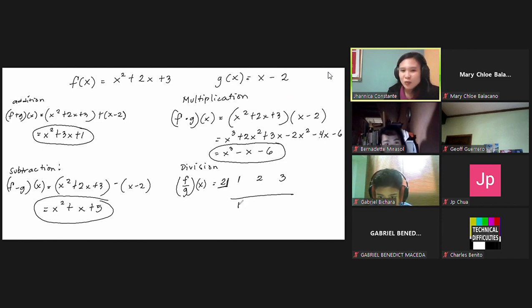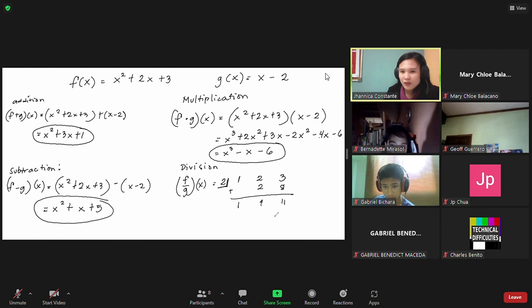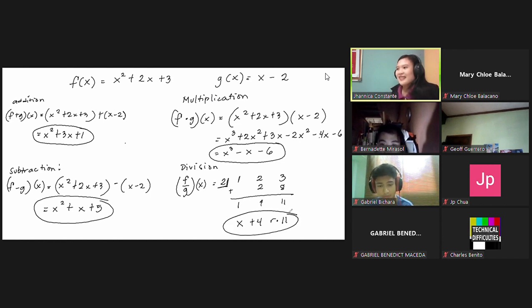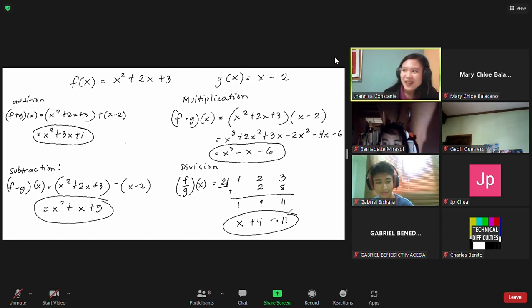So bring down 1. 1 times 2 is 2. 2 plus 2 is 4. 4 times 2 is equal to 8. And 3 plus 8 is equal to 11. So the quotient of the two functions that we have is x plus 4, remainder 11. That is the quotient for our two functions f of x and g of x.